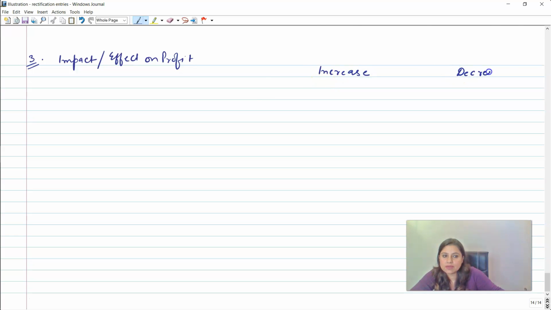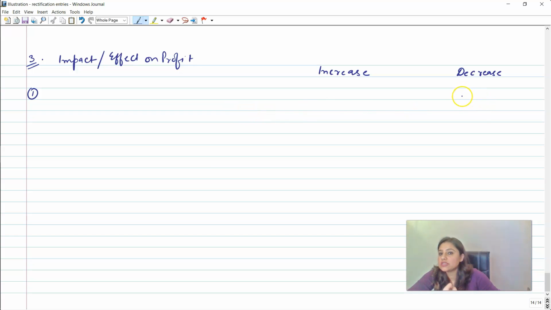So one by one, according to the adjustment entries, we would see the impact of such entries on the profit. In the first entry, the purchase return outward book was undercast by rupees 100. Because it was undercast, the impact would be an increase, so which will decrease.